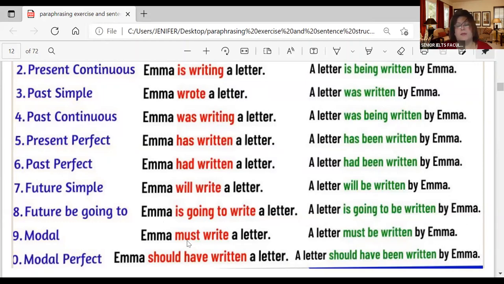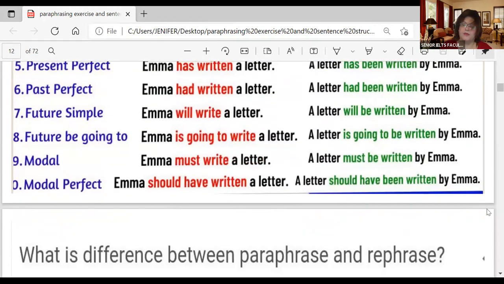Model. Emma must write a letter. A letter must be written by Emma. Model perfect. Emma should have written a letter. A letter should have been written by Emma.